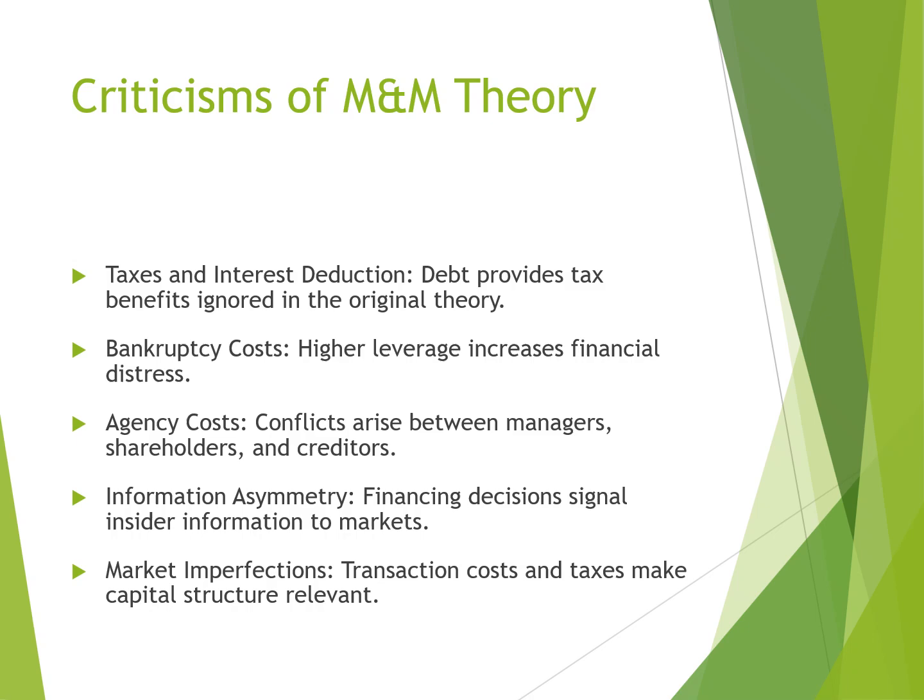Second, bankruptcy cost. As leverage increases, so does the risk and cost of financial distress. Third, agency cost. Conflicts often arise between shareholders, managers, and creditors, which can impact value. There's also information asymmetry. Financing choices can signal management's private information to the market. And lastly, market imperfections like transaction costs and varying tax rates mean capital structure definitely matters in practice.